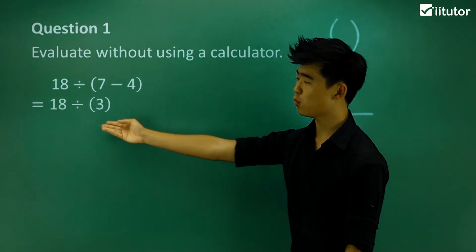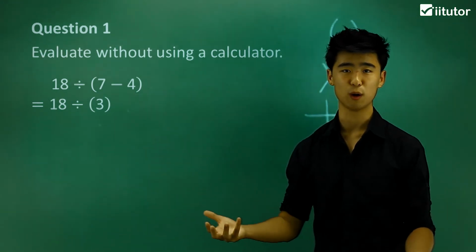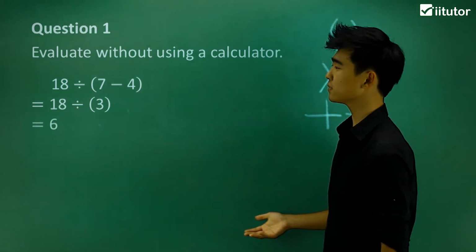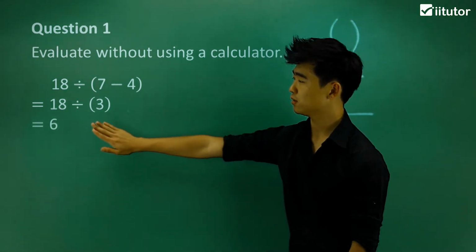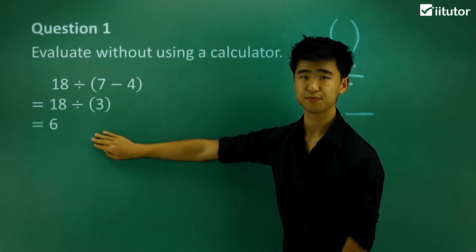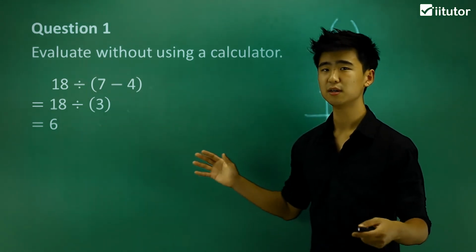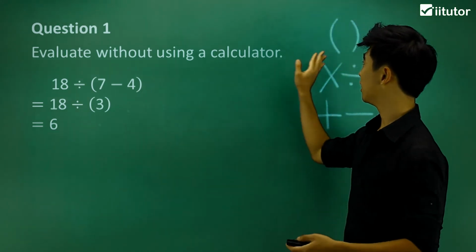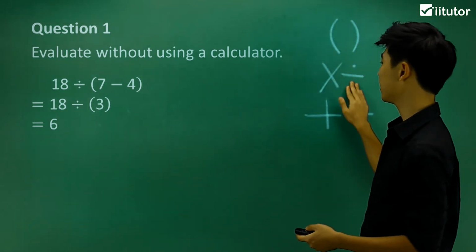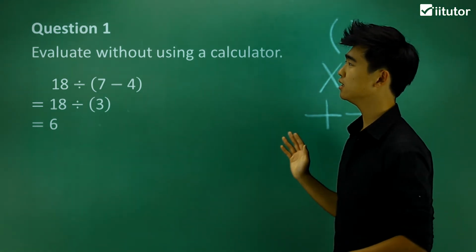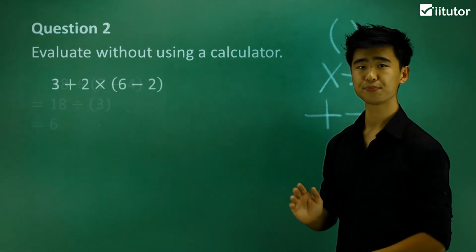And now we only have just one operation, which is divide. So let's just do that. 18 divided by 3 will give me simply just 6. So this is a very basic question that didn't have many operations, but still, we did my brackets first, and then after that, we did my division, or what's just left. Let's move on to the next one.